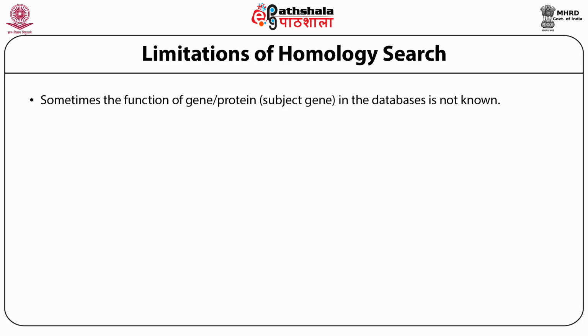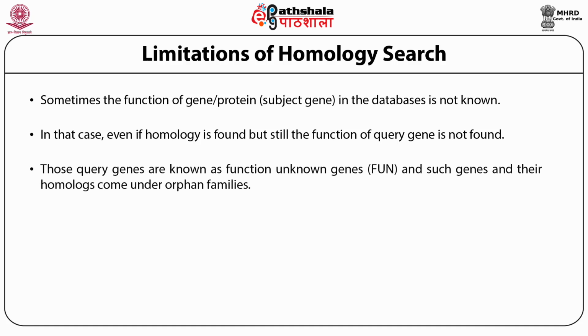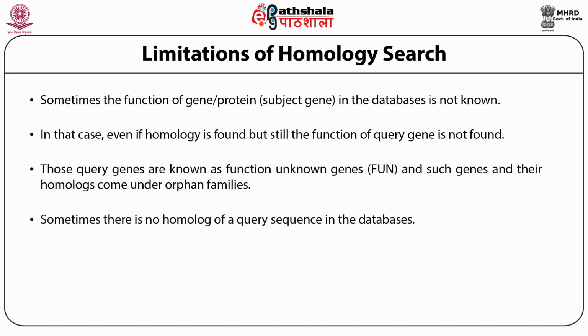Sometimes the function of a gene or protein in the database is not known. In that case, even if homology is found, the function of the query gene is still not found. Those query genes are known as function unknown genes or FUN, and such genes and their homologues come under orphan families. Sometimes there is no homologue of a query gene in the database. Such genes are known as single orphans.